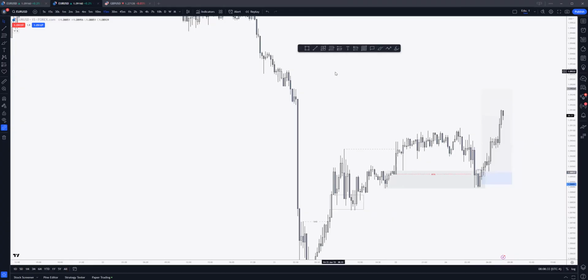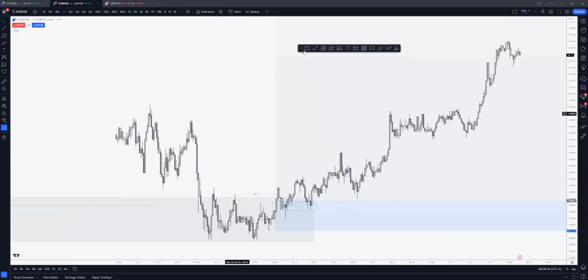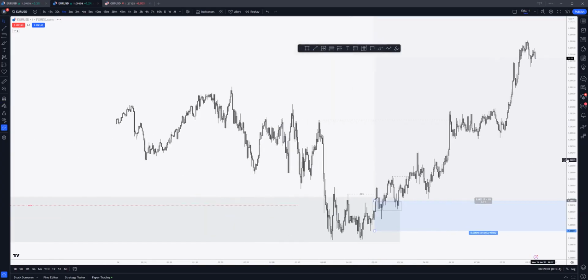One more thing about the entry model is that all of our management happens on the medium time frame and the higher time frame. No management happens on the lower time frame. So we executed on the 1 minute. Should I go break even here, after we've pushed up out of this? This is a question for you guys. Should I go break even up here?